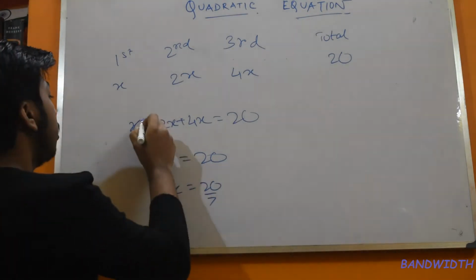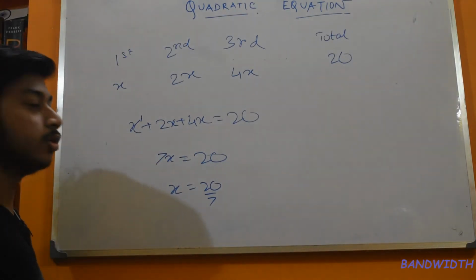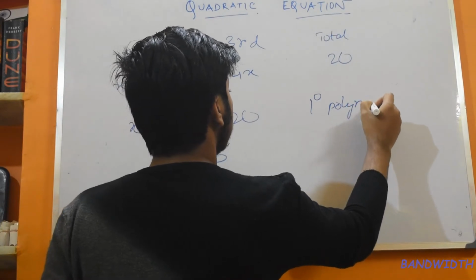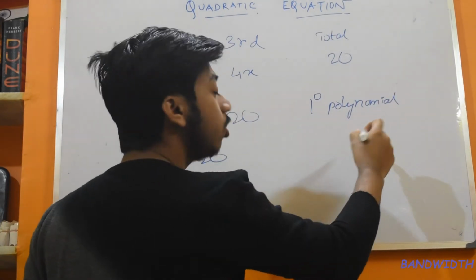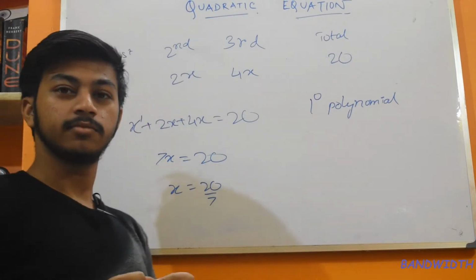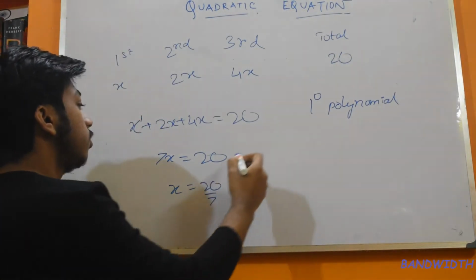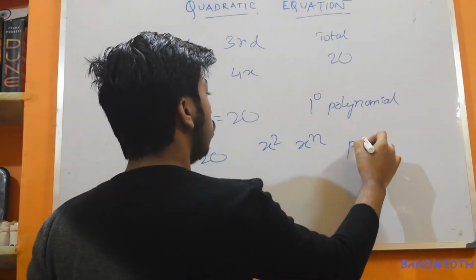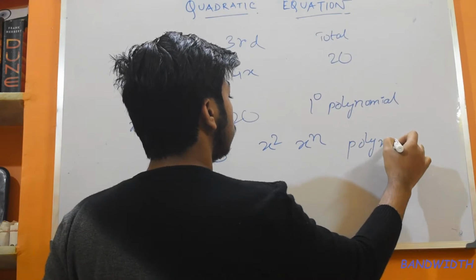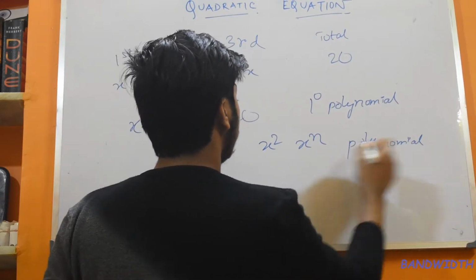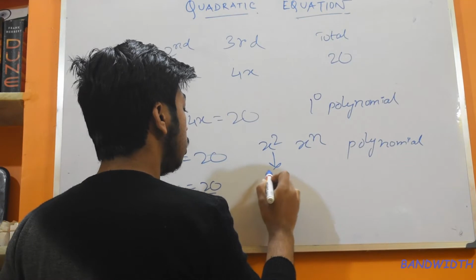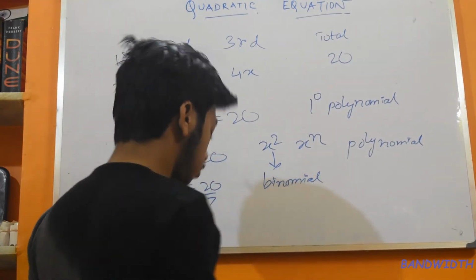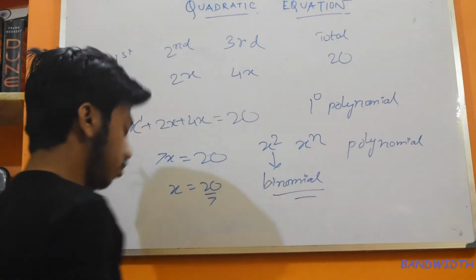Here the highest power of x is 1. So this is termed as a 1 degree polynomial or a monomial. What happens when the power of x becomes 2 or even n? It is just called a polynomial. When it is power of 2, it is known as binomial. This is what we'll talk about today.